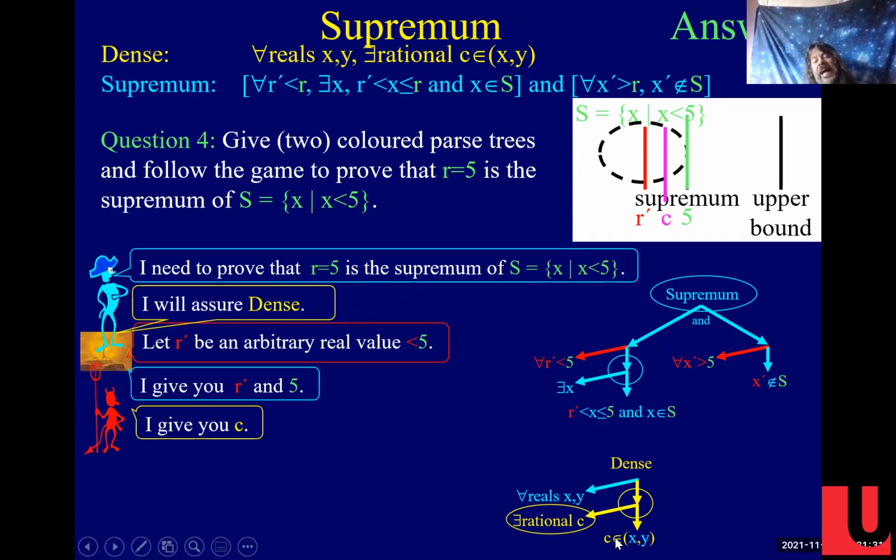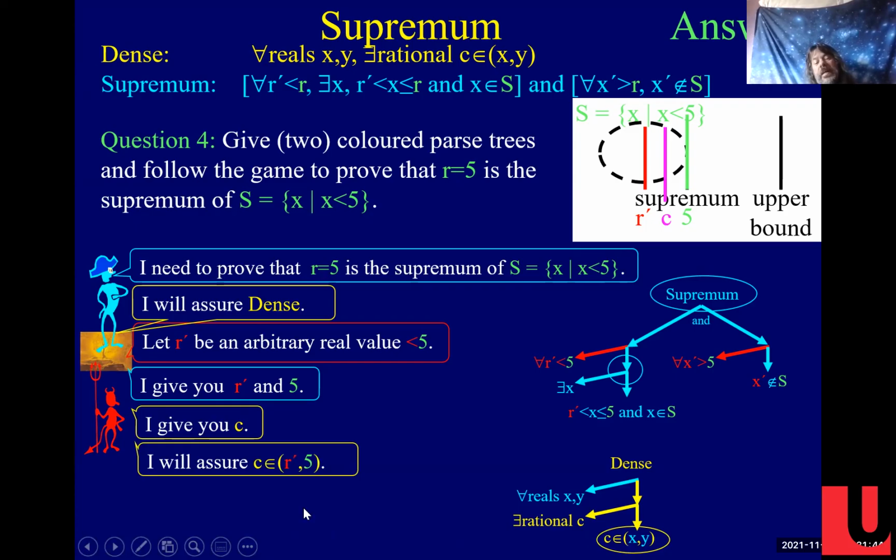When I first set up this dense rule, I had square brackets here, but I made it round, and I let you know that square brackets means that it doesn't include x and y, right? So she assures us that C isn't r prime and it isn't 5. It's strictly between.